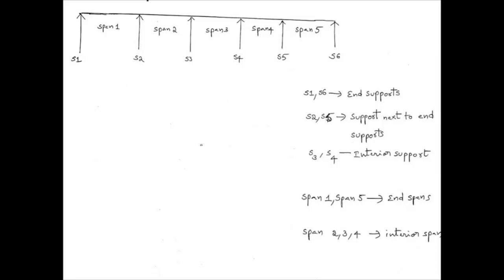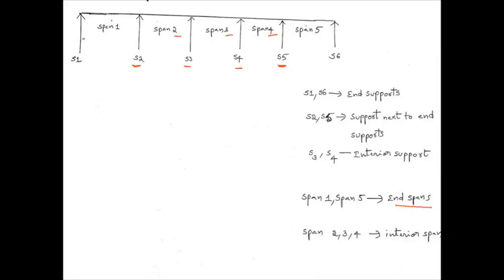This continuous beam consists of 5 spans like this. In these 5 spans, S1 and S6 are the end supports, S2 and S5 are the supports next to the end supports, and S3 and S4 are considered the interior supports. Similarly, span 1 and span 5 are considered end spans, and spans 2, 3, 4 are considered interior spans.